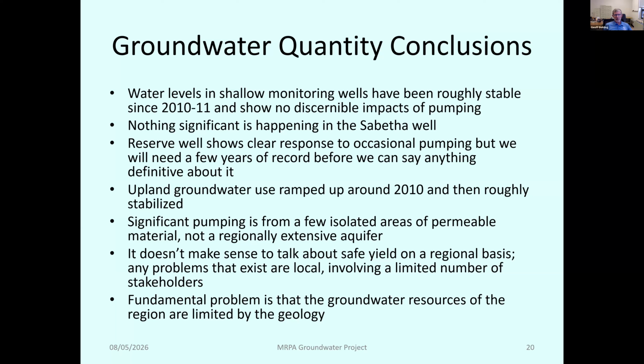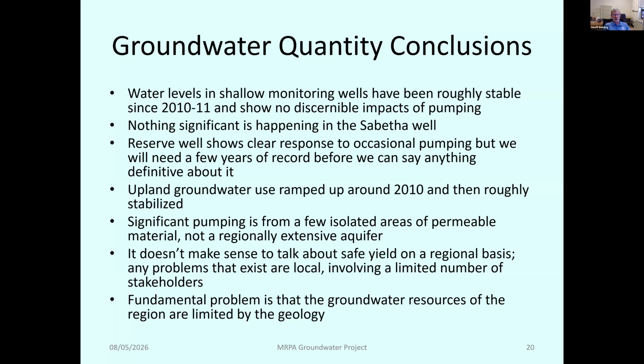In terms of groundwater use, the upland groundwater use ramped up around 2010 and then roughly stabilized. Significant pumping is from a few isolated areas of permeable material, not a regionally extensive aquifer. So to my mind, it doesn't make sense to talk about safe yield on a regional basis. Any problems that exist in terms of quantity are local, involving a limited number of stakeholders.